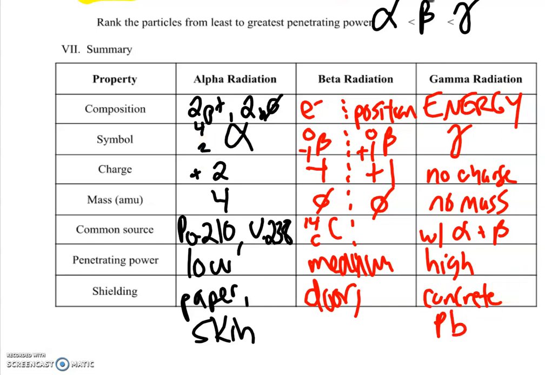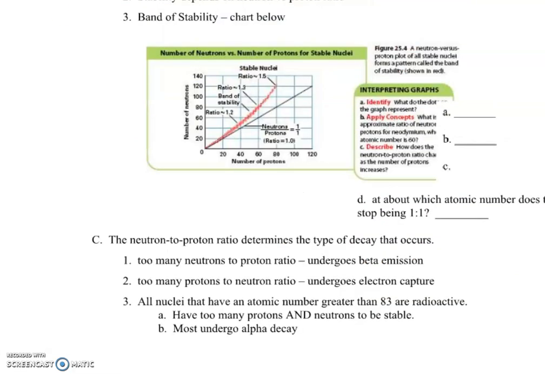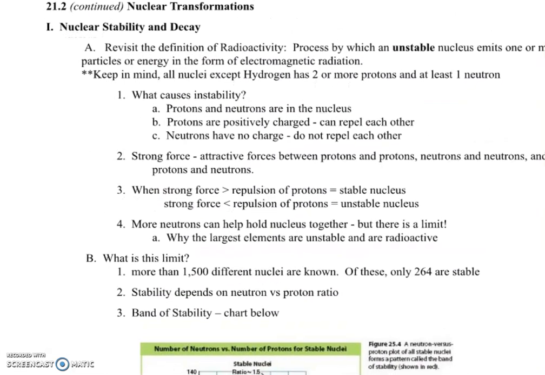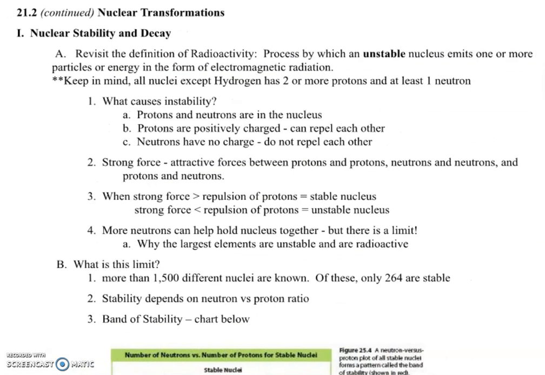Okay, let's go over to page 4 now. So we're going to look at nuclear transformations. So section 1, nuclear stability and decay. We want to revisit the definition of radioactivity.